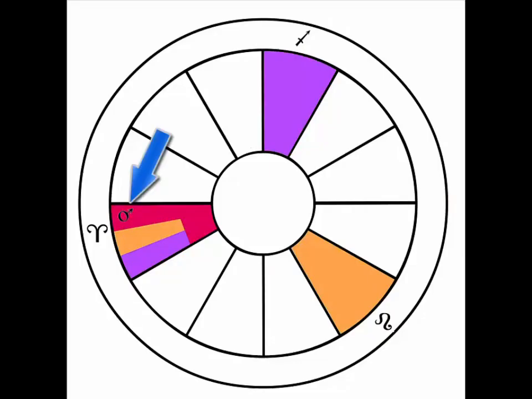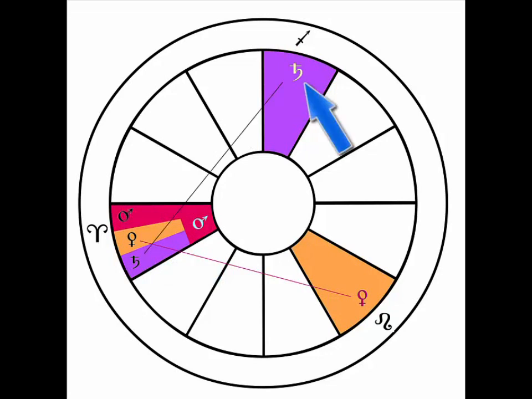Which means if Mars were located in the first 10 degrees of Aries, its decanate twin would still be in Aries. And if Venus were located in the second 10 degrees of Aries, its decanate twin would end up in Leo. And if Saturn were located in the third 10 degrees of Aries, its decanate twin would be in Sagittarius.